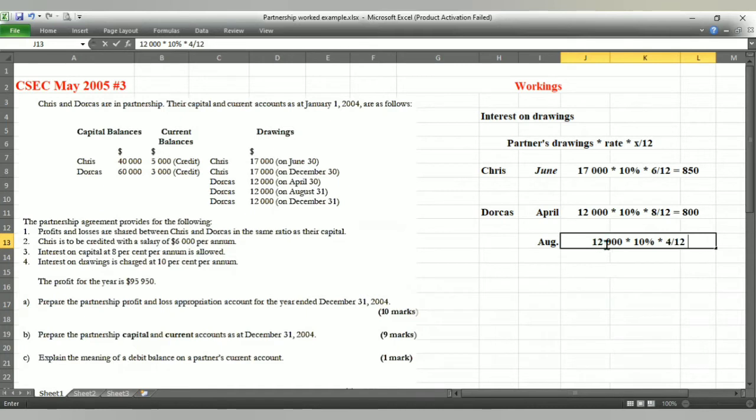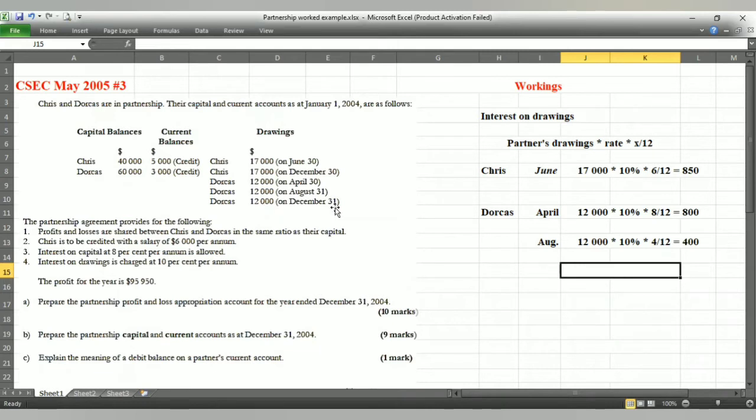So this is 12,000 drawings times the rate of 10% times 4 divided by 12. Of course, you can simplify this, but I am not going to do that now. If you want to ensure that you're accurate and you don't simplify and get that incorrect, you can just leave it like this. And the amount there is 400.